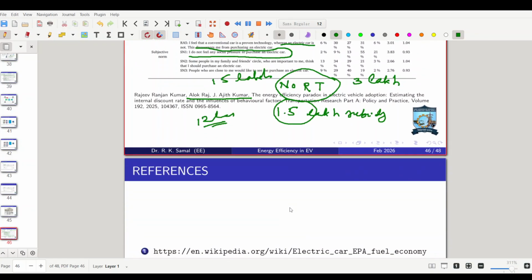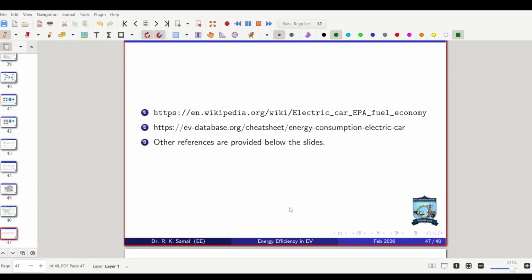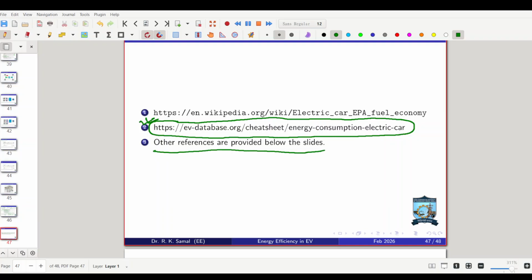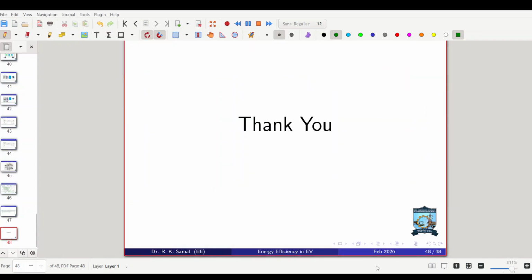I have given the references below the various slides. You can go through them. This is an interesting website which can provide the detailed energy efficiency for all electric vehicles that are available throughout the world across various years. So you can go through this. It's a nice, interesting one. Other references are provided below the slide. There are numerous papers, and it is not possible to discuss each and every one. So with this, I conclude.